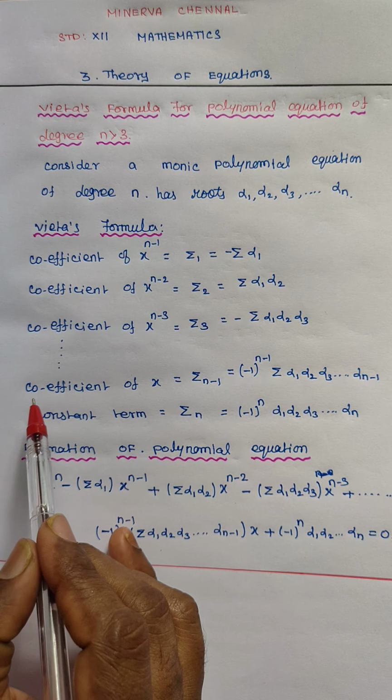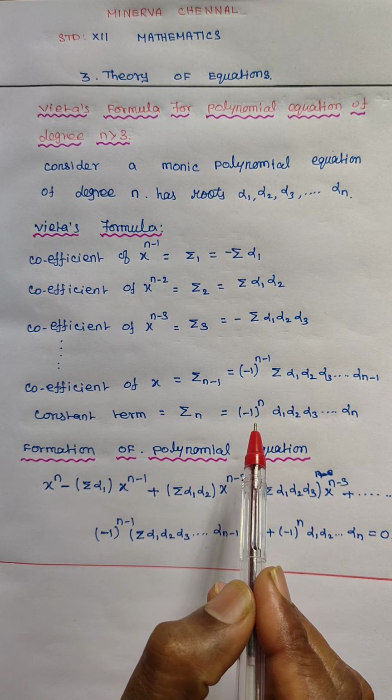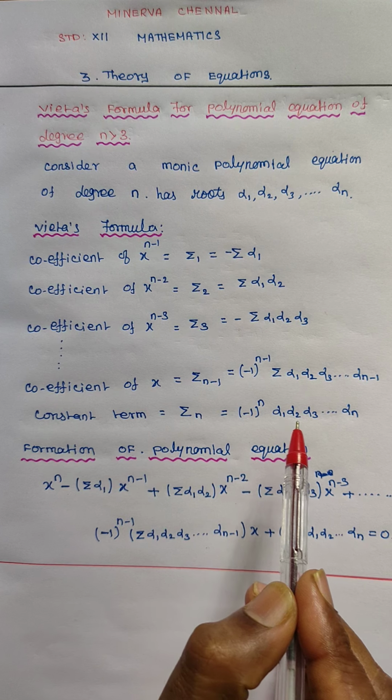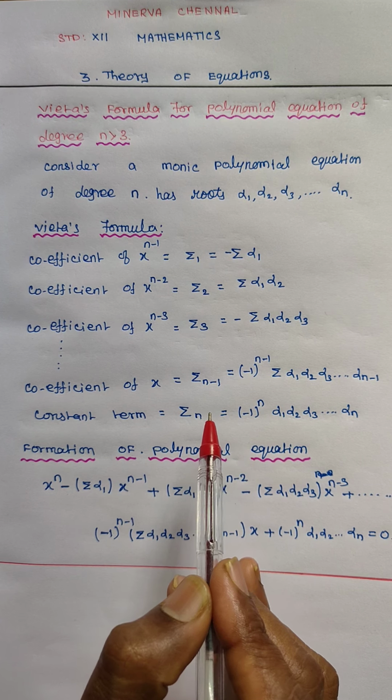Finally, the coefficient of x is equal to minus 1 whole power n minus 1 into summation of alpha 1 into alpha 2 into alpha 3 and so on up to alpha n minus 1. Finally, the constant term is equal to minus 1 whole power n into alpha 1 into alpha 2 into alpha 3 and so on up to alpha n.